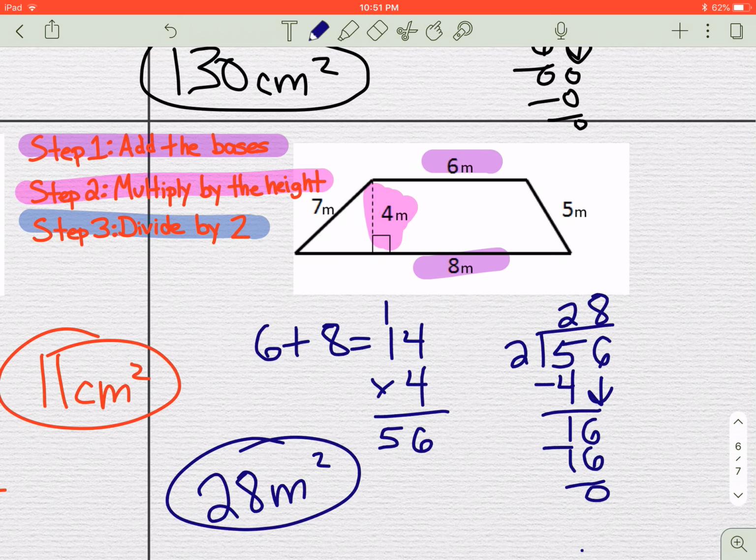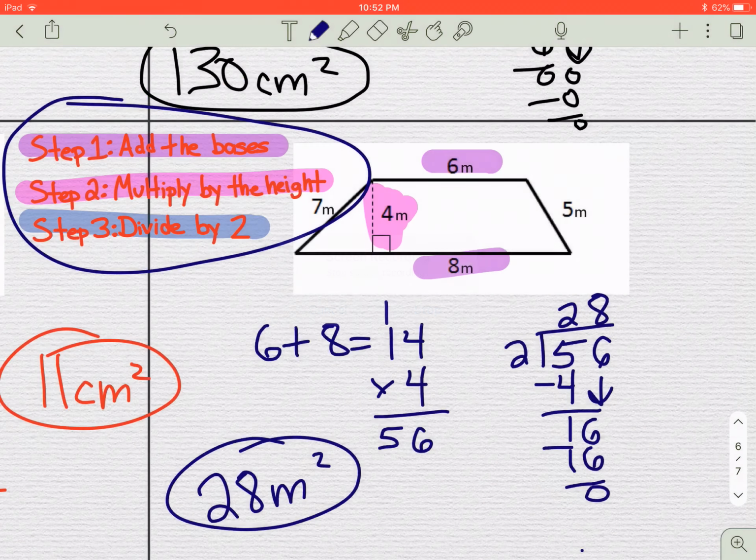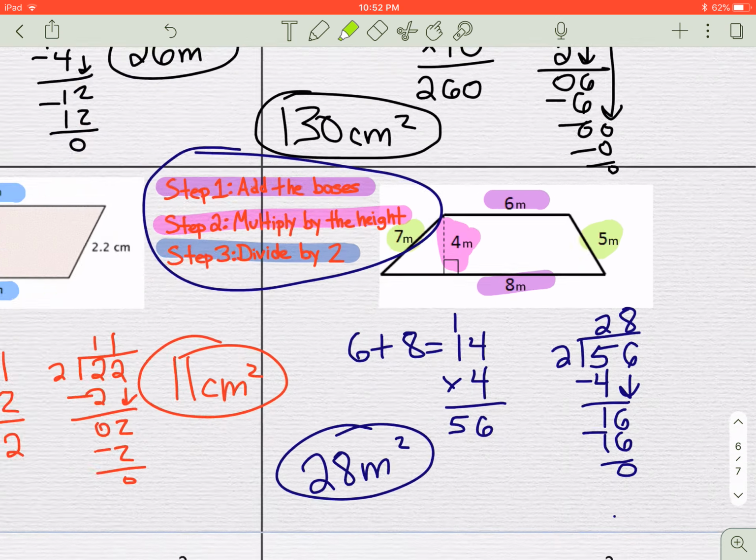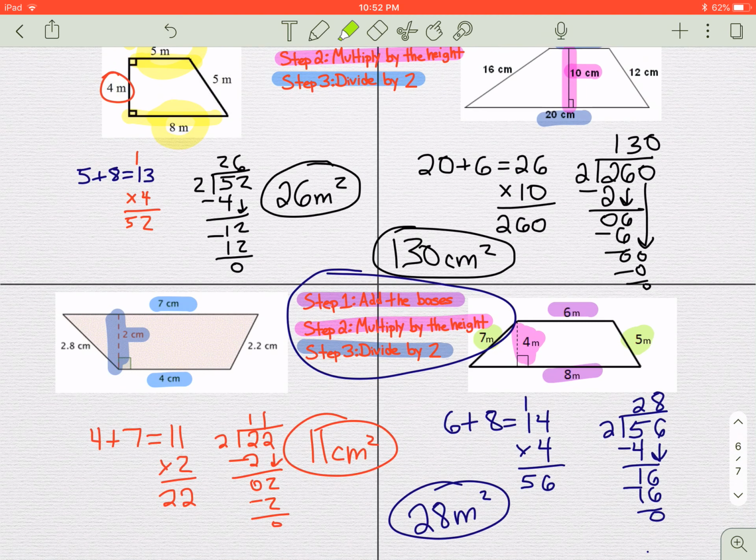So once again, the easiest way to solve these problems is to follow these 3 steps right here. Add the bases, multiply by the height, and that's your vertical number, and then divide by 2. If you guys notice on this last problem, I did not use the 5, and I did not use the 7. That's okay. You're not going to use every part of this to find the area. All you're going to use are the parallel lines and the line that's going straight up and down and not at an angle. If you look at all these problems, I did not use a single number that was at an angle, because that does not help us find area.